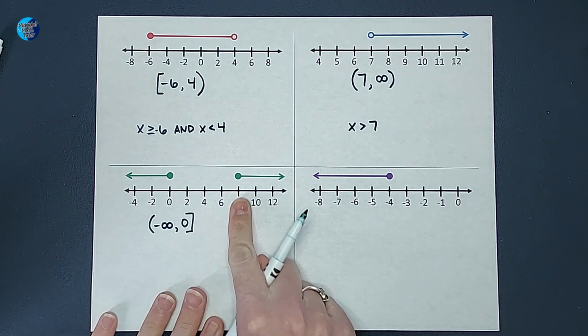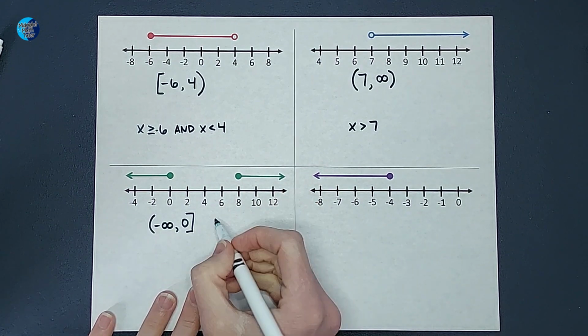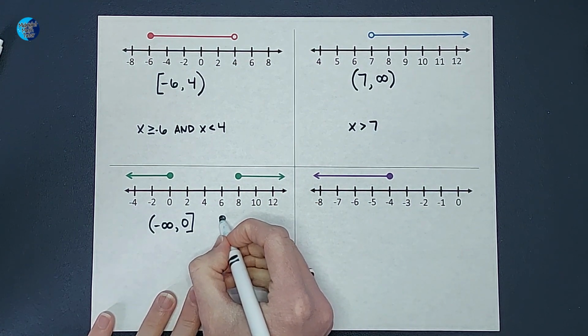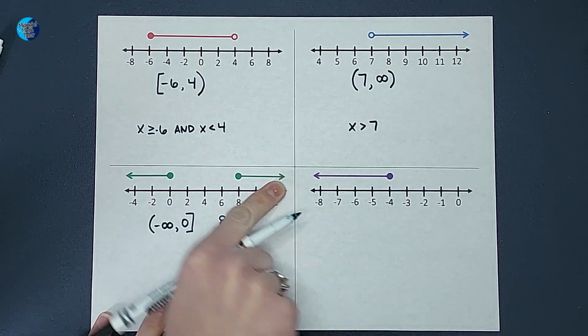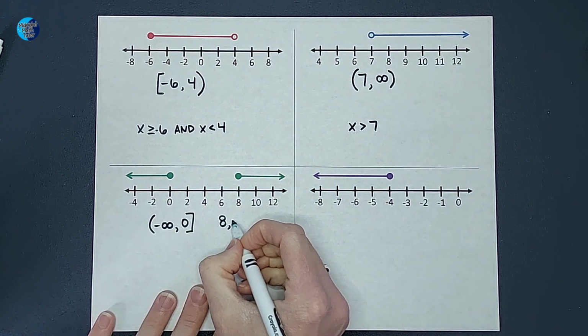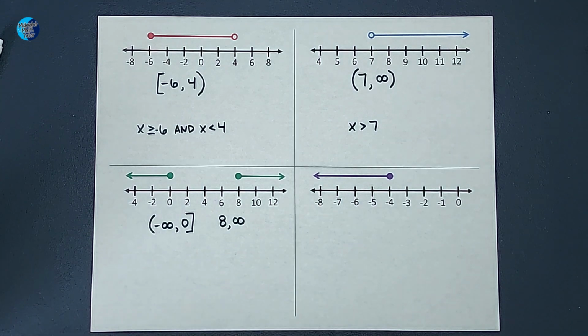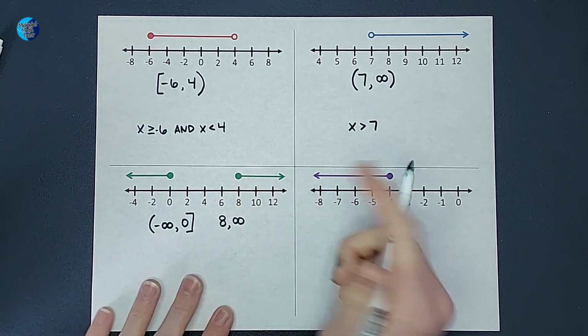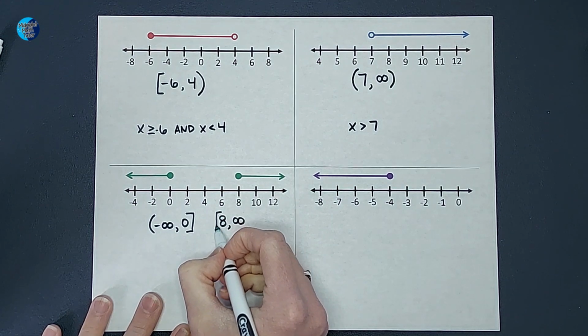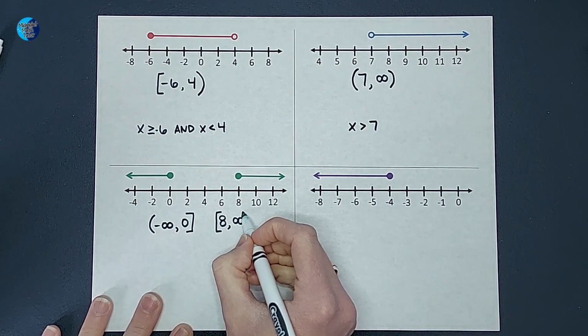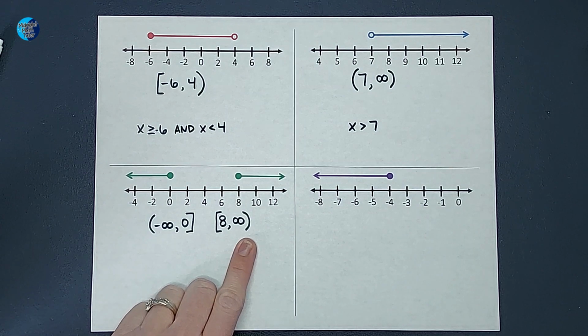All right. And then my other range goes from 8. Does it ever stop? No, there's an arrow. It's going to keep going forever. So all the way from 8 to infinity. Then I ask brackets or parentheses. Because it's a closed circle, it can include 8. So we're going to do a bracket. Infinity always gets a parenthesis.